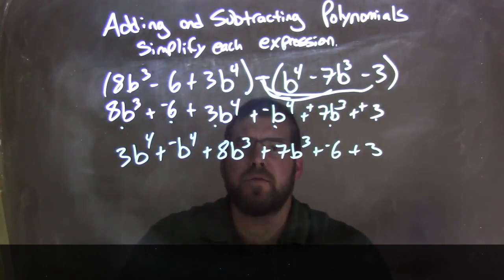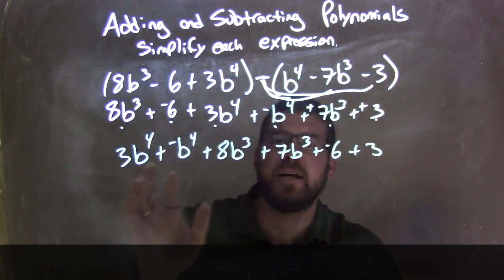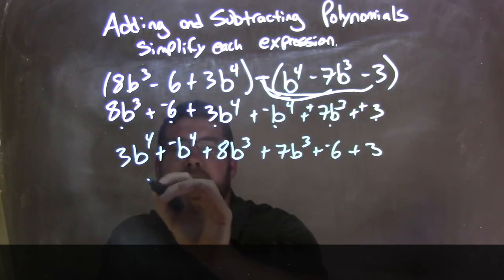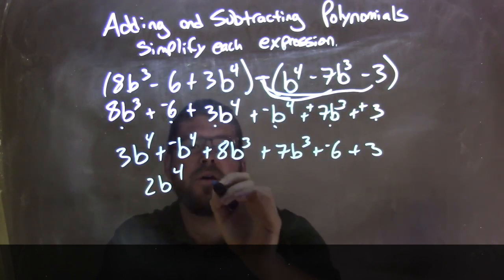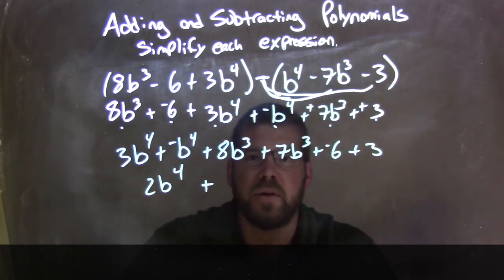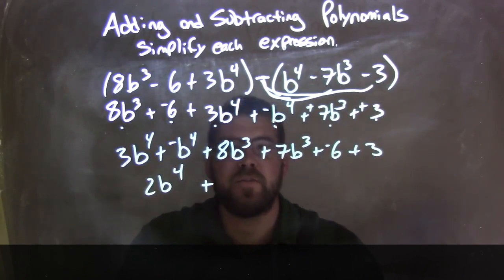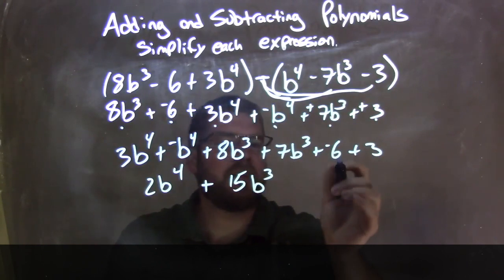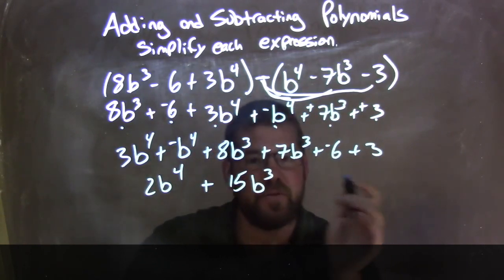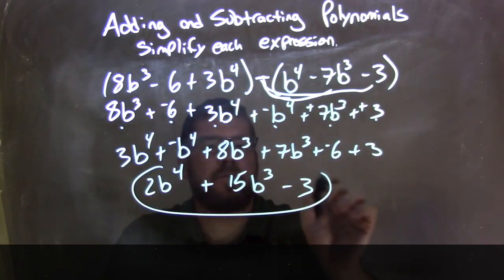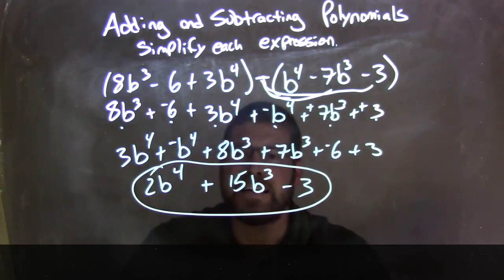So now let's simplify. We're going to add our like terms together. Well, 3b to the fourth plus negative b to the fourth is 2b to the fourth. Then we have 8b to the third plus 7b to the third is a 15b to the third. Then lastly here, negative 6 plus 3 is a negative 3, which we can just write as subtracting a 3. And there we have it. Okay? So we have our final answer here, 2b to the fourth plus 15b to the third minus 3.